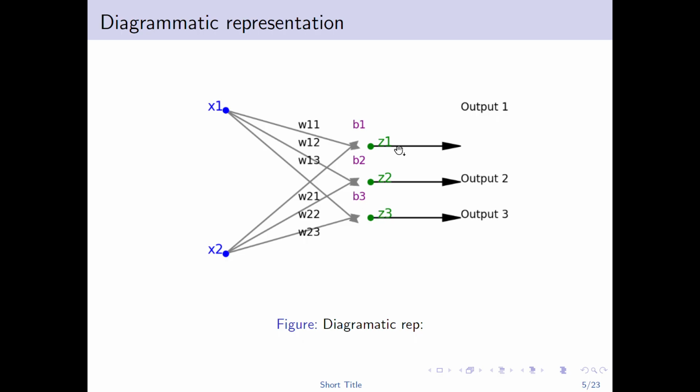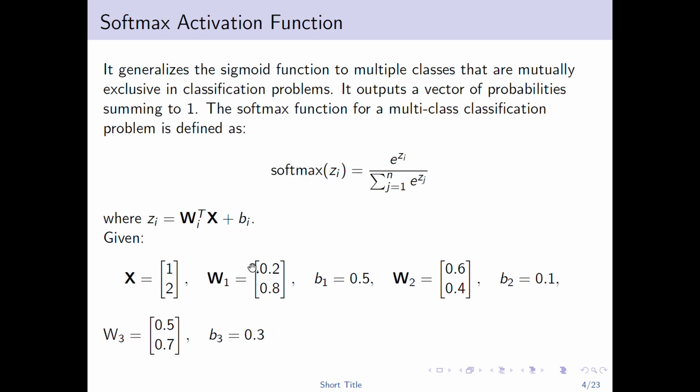So z1 is the weighted sum of the inputs that are coming to that neuron plus the bias associated with it. Similarly, z2 is the weighted sum of the inputs that are coming to that particular neuron plus the bias term associated with it. Similarly, z3 is the weighted sum of the inputs coming to that neuron plus the bias term associated with it. So we can say that zi is the weighted sum of the inputs plus the bias term associated with that particular neuron in the output layer.